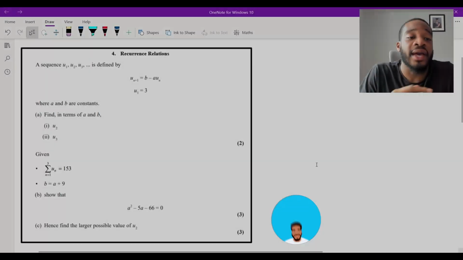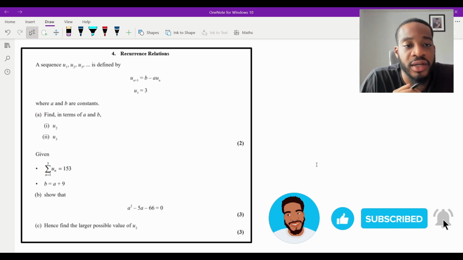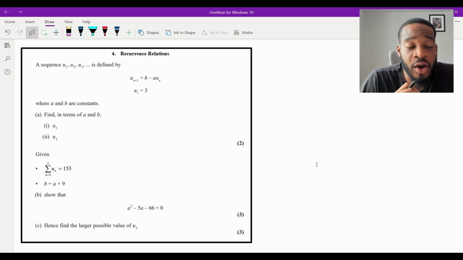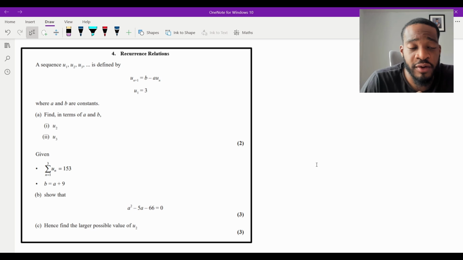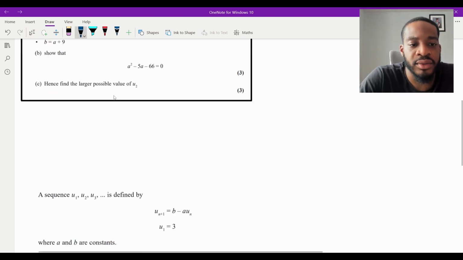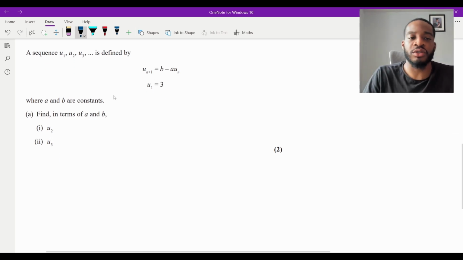Finish. Okay, so question 4 says a sequence u1, u2, u3 is defined by un plus 1 is equal to b minus aun, and u1 is equal to 3, where a and b are constants. Part A says find in terms of a and b, u2 and u3 for 2 marks. Okay, so this is just recurrence relations, and I've got the questions summarized down here. So what I like to do, I'm sure you guys can do it very, very quickly, but I like to actually write out what they're asking me.